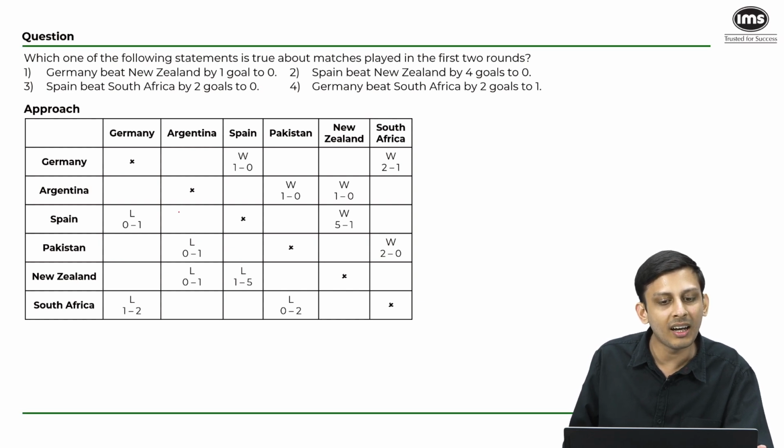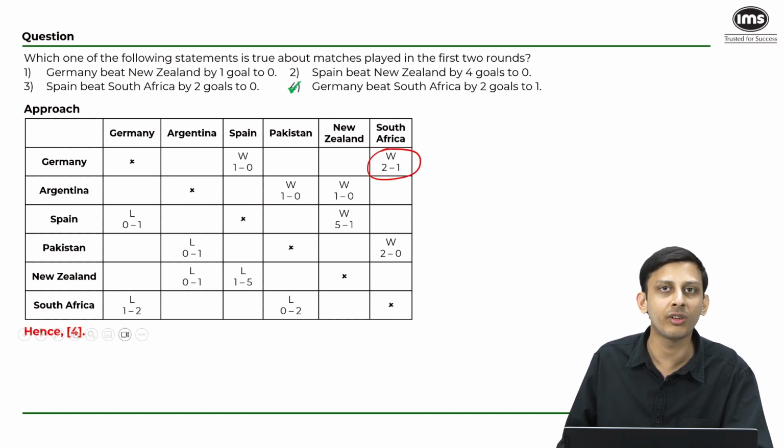Okay, we can see Spain is not even playing against South Africa. So that is not correct. And the fourth option, Germany beat South Africa 2-1. This has to be correct now. We can see it here. And therefore, the correct option will be option 4.